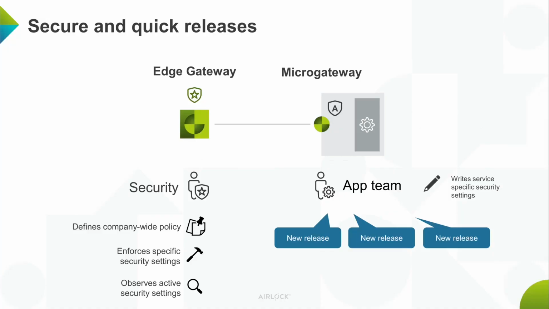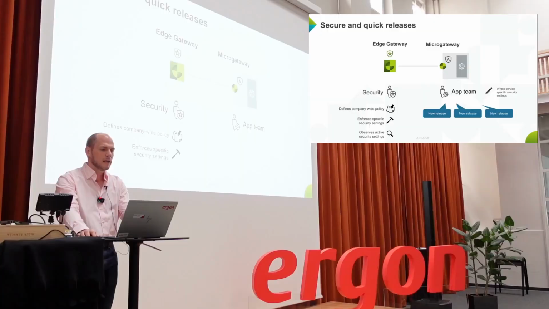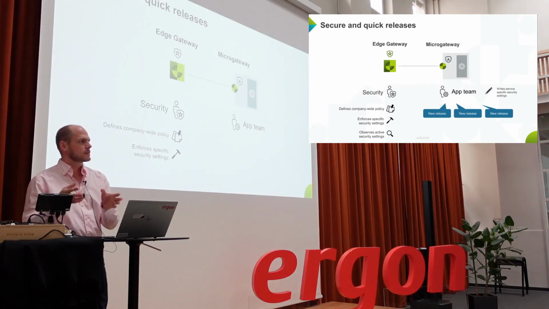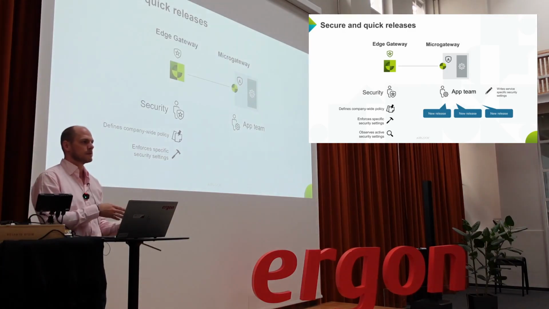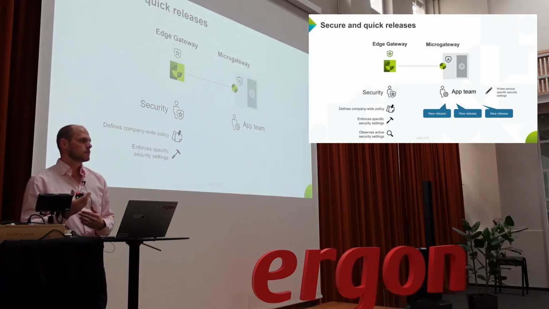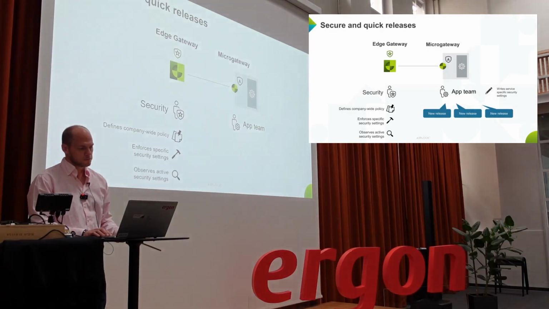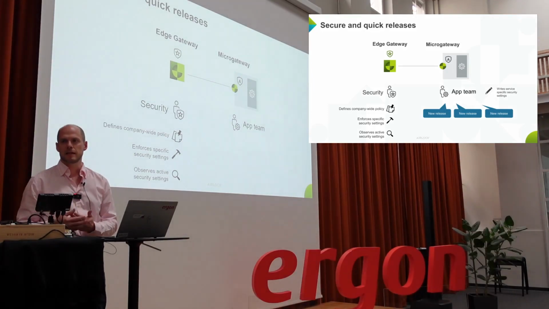The DevOps side usually means very agile development, very, very fast new releases. So how does that fit? The security team can still define company-wide policies on the edge gateway. If it is a Kubernetes native solution, they can enforce security settings, like denials should be enabled in production, through tools like OPA Gatekeeper, Kyverno, or your tool of choice. They can observe what kind of settings they have configured.